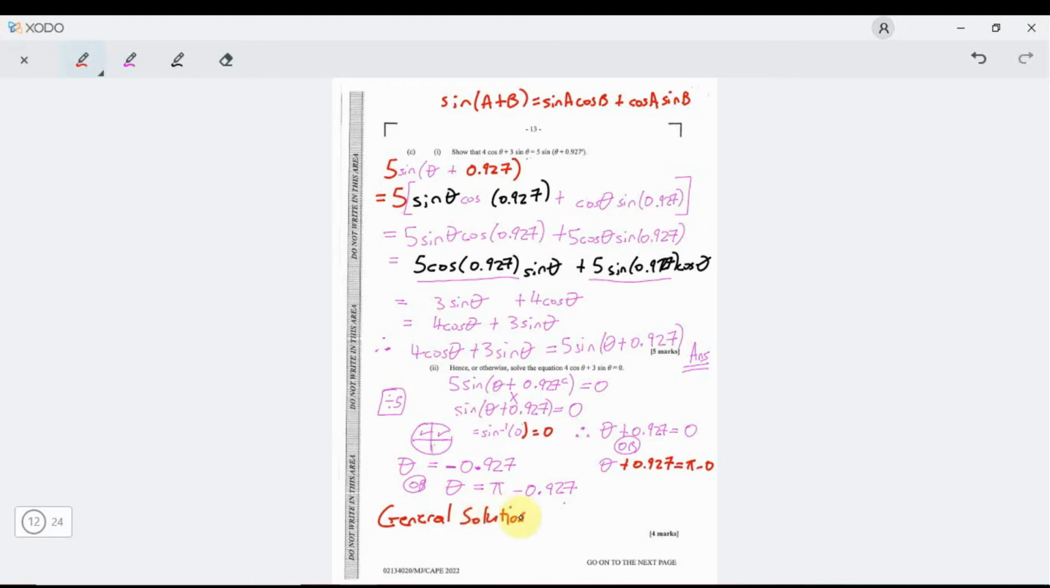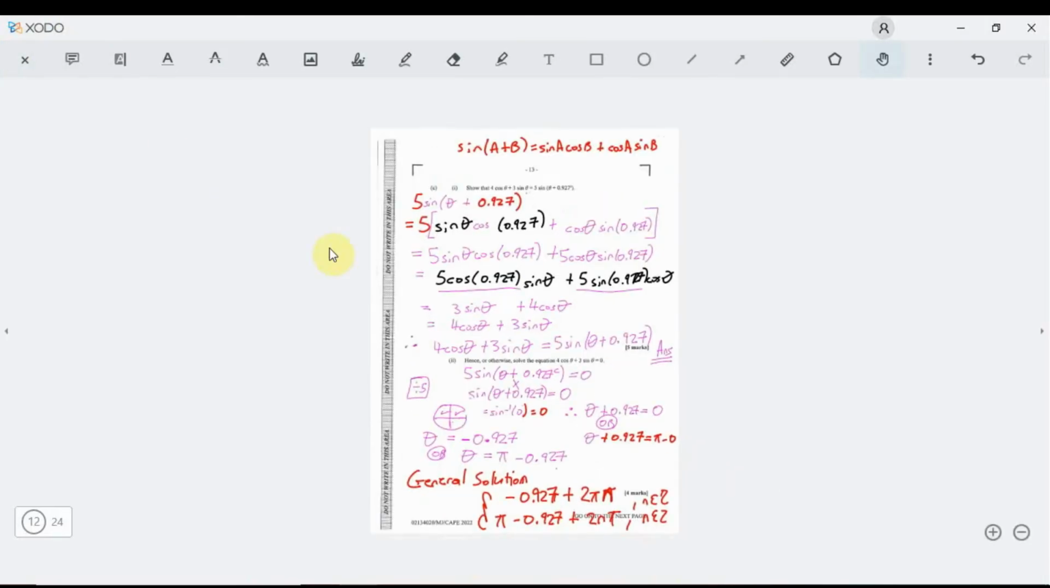So the general solution in this case now, set up a general solution. In that case, it is minus 0.927 plus 2n pi, where n is of course, integer values, right? And also our next answer is pi minus 0.927 plus 2n pi. All right, that's our general solution. That's method 1.